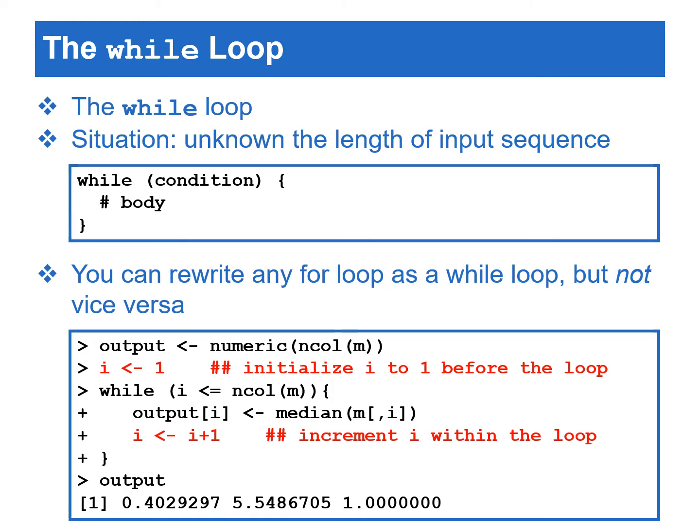In this example, we rewrite the previous program by using a while statement. Notice that the index variable needs to be initialized first, before the loop starts. Then we need to write a command to increment i within the loop. Once the index variable, i, is incremented to 4, which is greater than the number of columns, the loop condition fails, and the loop stops.